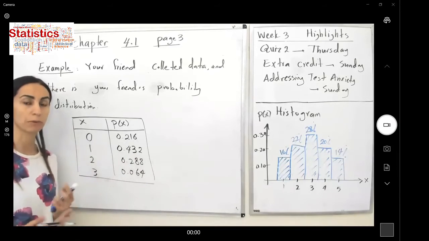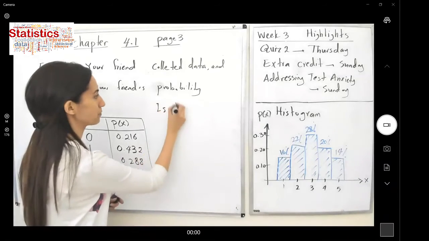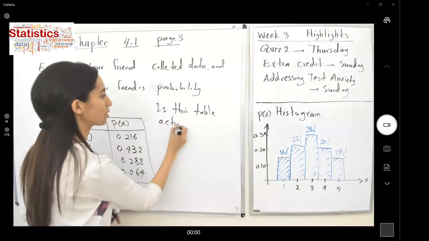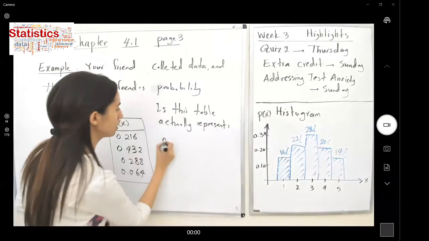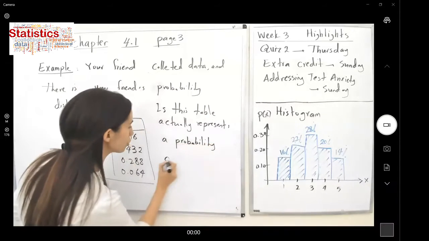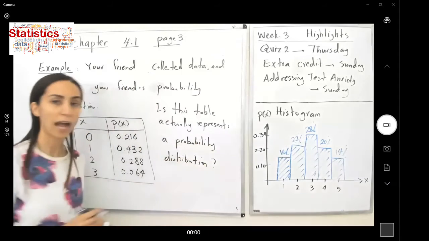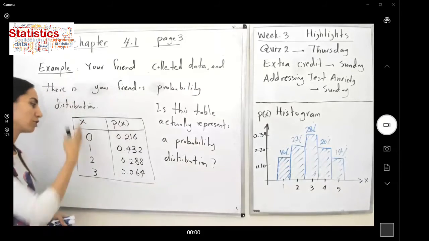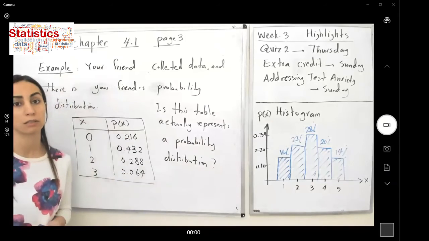Does this table represent a probability distribution or not? How do you check that? You have some x values, you have a discrete random variable, and this is the probability that they came up with.